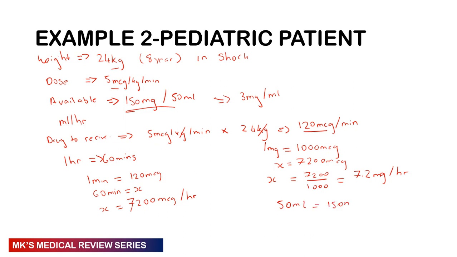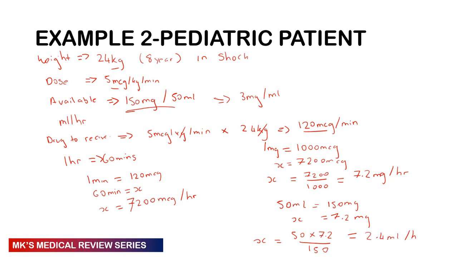But we need to give 7.2 milligrams in an hour. So how many mils are we going to give in that hour? So we say 7.2 milligrams of the dopamine to give us X, and then we simply solve for X. So 50 multiplied by 7.2, and then the answer you divide by 150. If you divide all this together, it gives us 2.4 mils per hour.